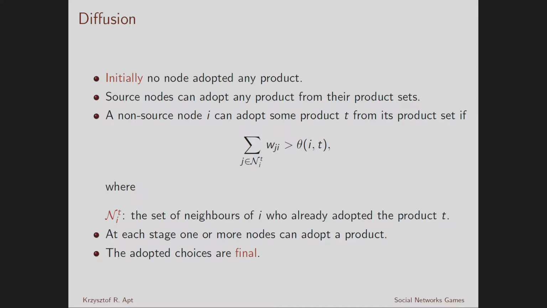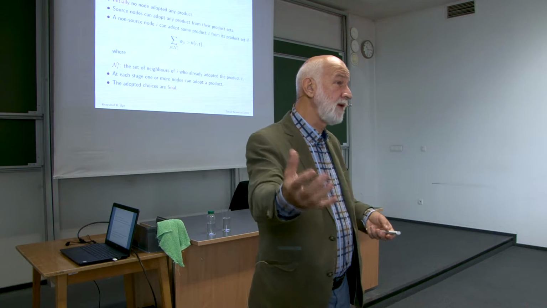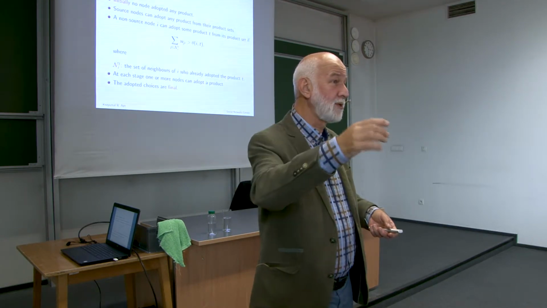So now I will discuss the crucial concept of diffusion, how things spread in a network. Initially we assumed that no node adopted any product. This is an initial situation. And then the source nodes can adopt a product from their list spontaneously. And diffusion is a kind of cascade which percolates down this network under certain assumptions. So the assumption is that if I am influenced sufficiently by my neighbors, then I can adopt the product. So the precise condition is that this is a weighted graph, and a weight indicates how much I am influenced by a specific person. The higher the weight, the more influence this person has on me. So for example, your close friend will have a very high weight, whereas your parents will have minimal weight.